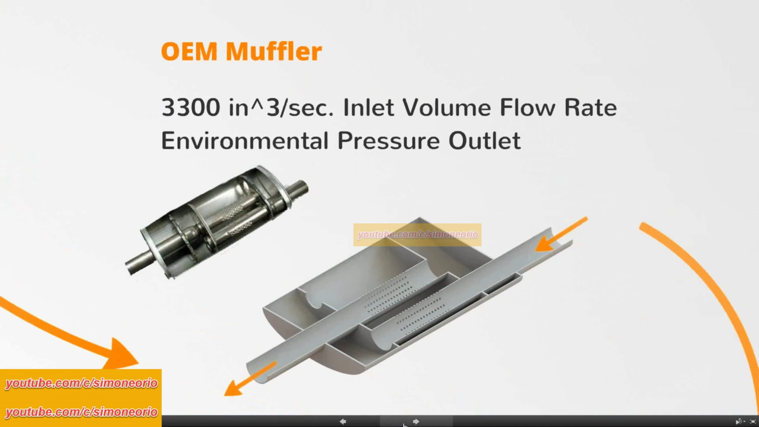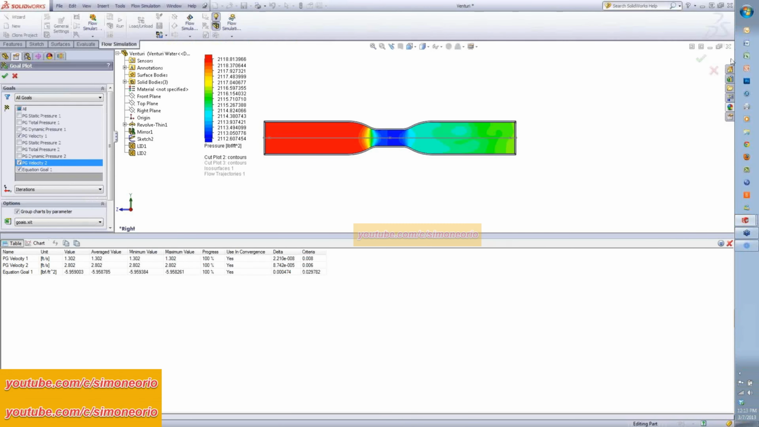So if we look at our boundary conditions here, 3,300 inches cubed per second. It's a pretty standard flow rate through a muffler. You can find that online in several different locations. So that's our inlet volume flow rate. And an environmental pressure outlet, which is basically your tailpipe leading out of the vehicle. So what are we going to expect to see inside of SOLIDWORKS with this?